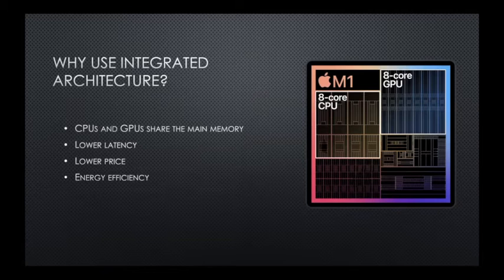So integrated architecture has many advantages, including that the CPU and the GPU can share the main memory. For discrete architectures, the stream needs to be copied from the main memory to GPU memory via PCIe, and then the result needs to be copied back. So the low bandwidth of PCIe will limit the performance, but integrated architecture can avoid the PCIe transfer cost, and also offers low latency, low price, and energy efficiency.